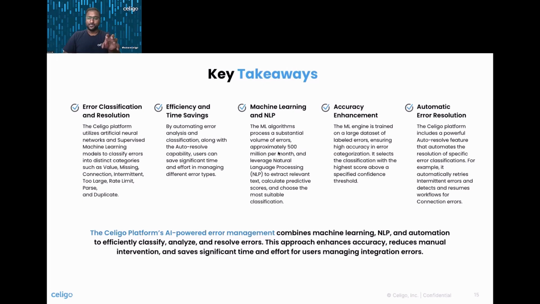Machine learning and NLP. We did cover how, using NLP, it accurately processes more than 500 million records every month. Now, coming to accuracy, as our ML model is trained on a very large set of data, it is very accurate. And coming to all these features like auto retry, error auto resolution, auto detection, and auto recovery, they help to enhance accuracy, reduce manual intervention, and save significant time and effort which else would have been spent on dealing with all the errors which don't even make sense.